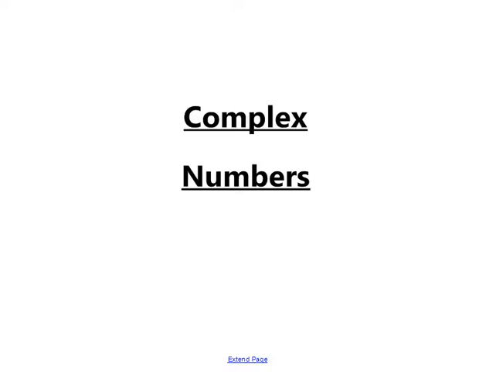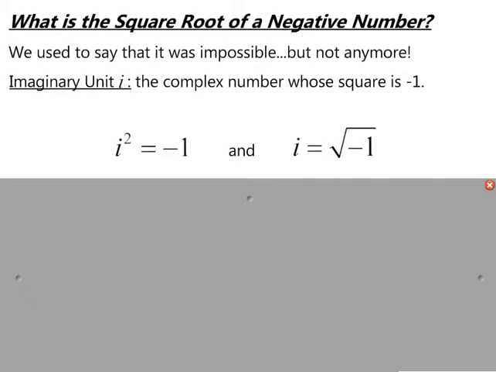Complex numbers. What is the square root of a negative number? We used to say that it was impossible, but not anymore. We want to talk about the imaginary unit i, which is the complex number whose square is -1. So what that really means is if you take i squared, that equals -1. And likewise, i is equal to the square root of -1.